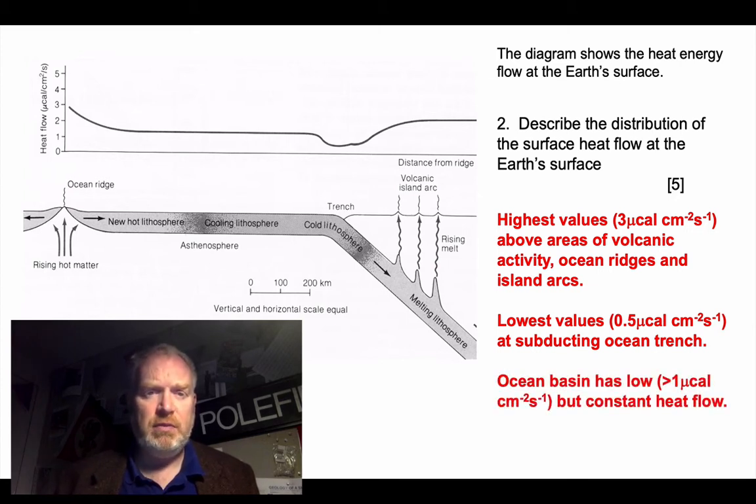The ocean basin then is fairly consistently low values. If we were plotting this perhaps more accurately, we might see a gradual decrease across the ocean basin as the oceanic lithosphere gets cooler as it gets older and further away from the oceanic ridge. But we go with the data that we have.